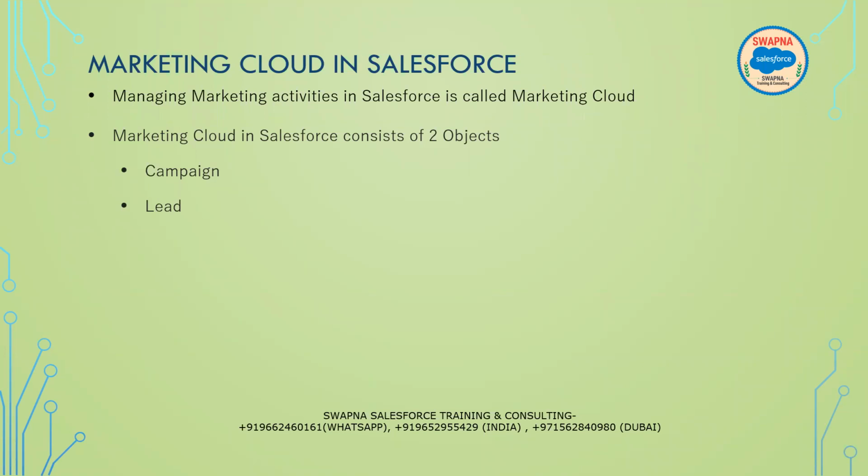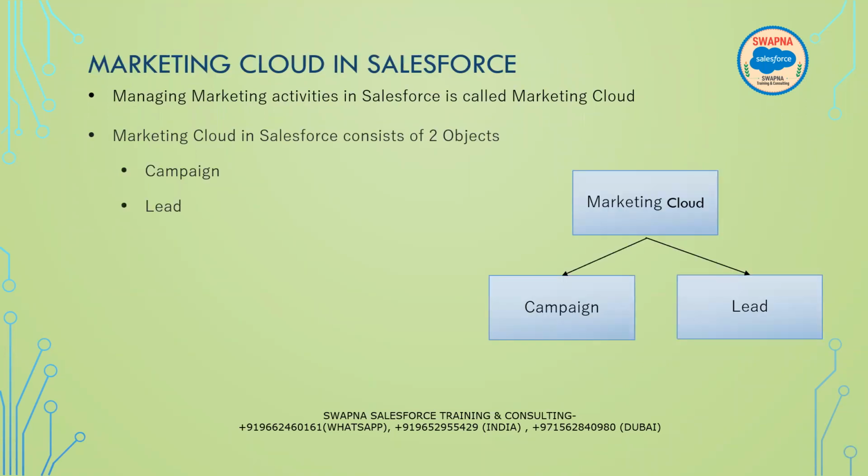That means Marketing Cloud is divided into two types: campaign and lead. Now we will see what a campaign is, how we can create it, and what exactly it is. So we will see that, don't worry. These are the two different activities in the Marketing Cloud: campaign and lead.